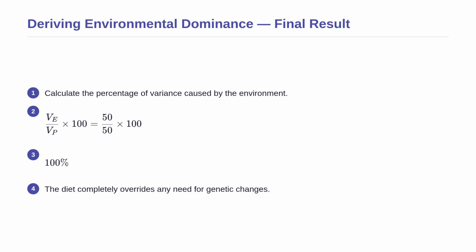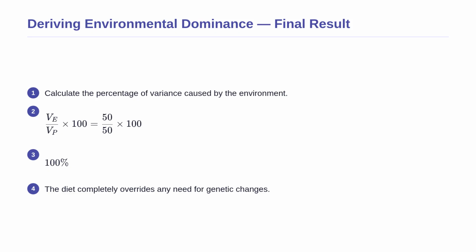So we have proven that the environmental variance is exactly 50 units. This brings us to our final result. When we divide the environmental variance by the total phenotypic variance, we get 50 over 50, which equals 100%. This mathematically proves that 100% of the physical differences between these bees is caused by their environment, specifically their diet.